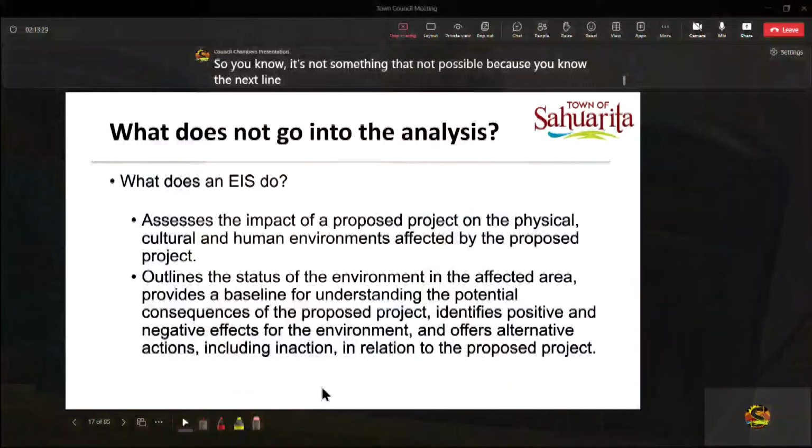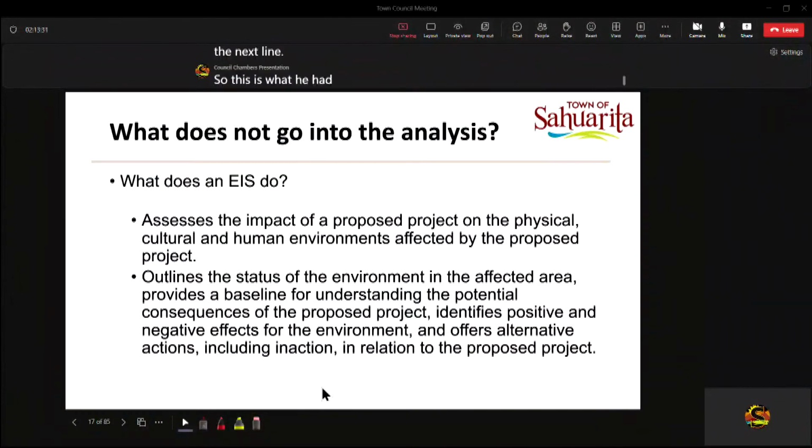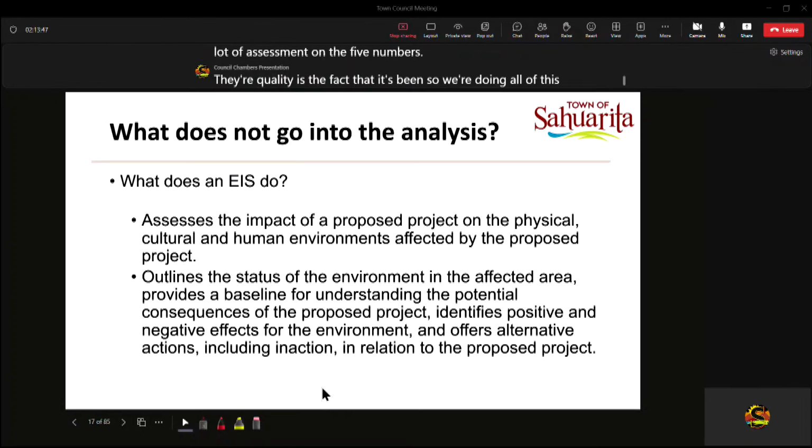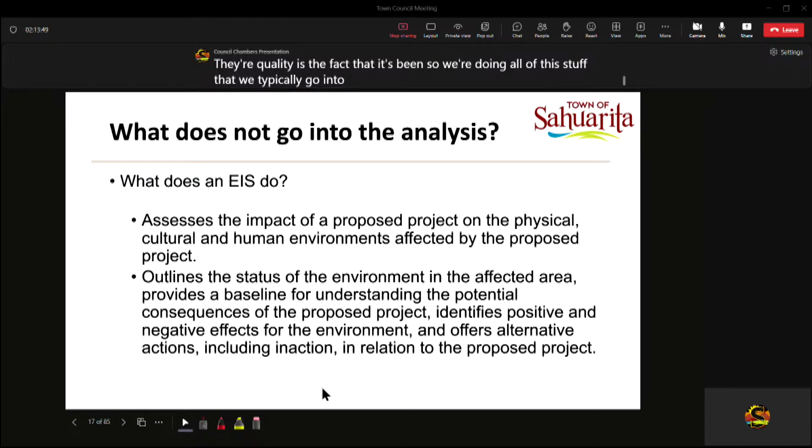So it's just not possible to do. If you can go to the next slide. So this is what an EIS does. It's an assessment tool. Well, for the topic we're talking about, we're doing a whole lot of assessment on environmental issues, air quality. We're doing traffic assessments. We're doing all of the stuff that would typically go into an environmental assessment.